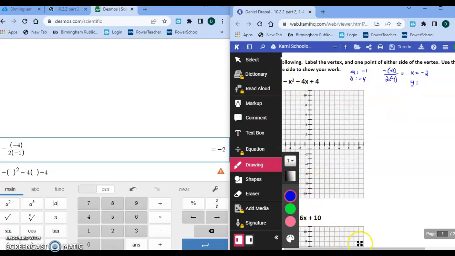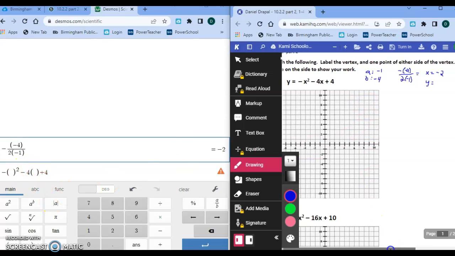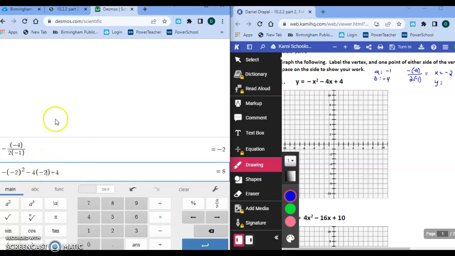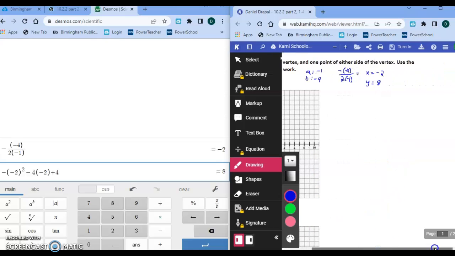My y is what I get when I put negative 2 in here. Since I already have it set up here, I'm just going to put it in. Negative 2. Now you can put this on your calculator that you have. That'd be good to practice, but on this it's so much easier because it's already there. All right, that gives us a y of 8. So that is my vertex. My vertex is negative 2, 8.